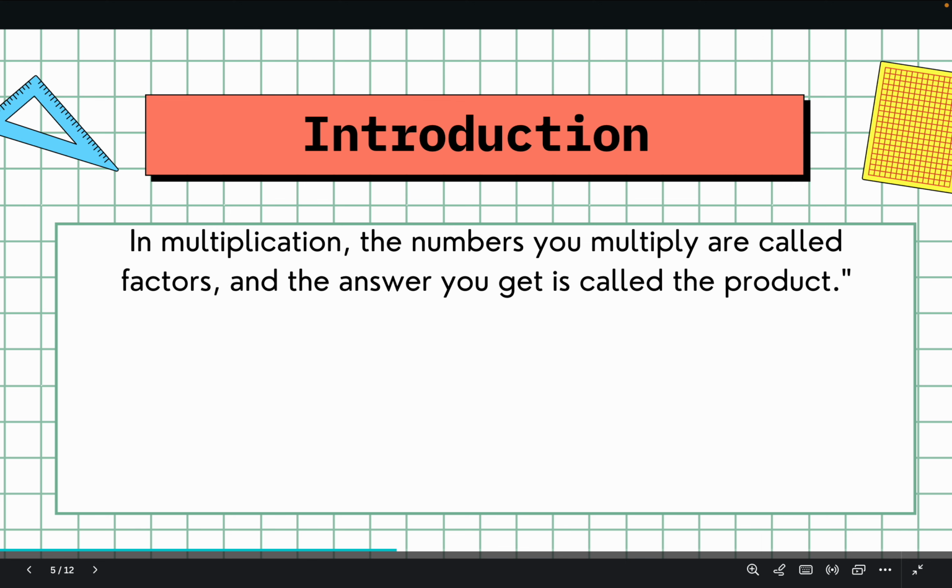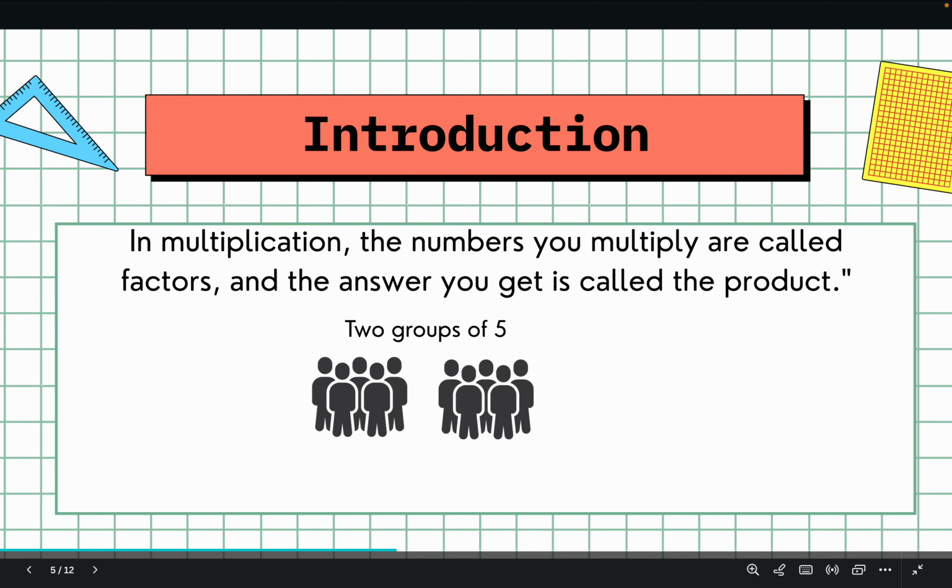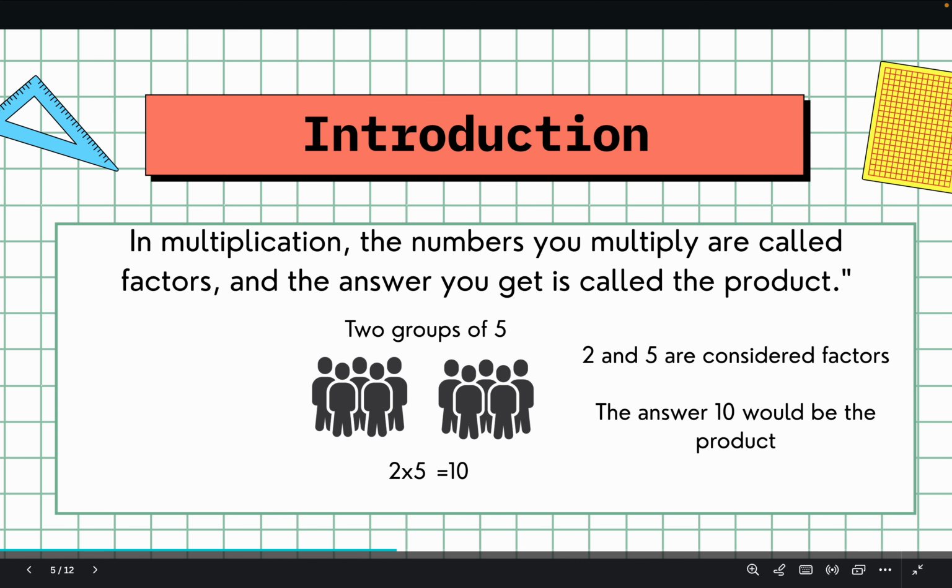Next, we want to identify the vocabulary associated with multiplication, factors, and the product. In this visual, we see there are 2 groups of 5. 2 and 5 are considered to be our factors, and the answer of 10 is the product.